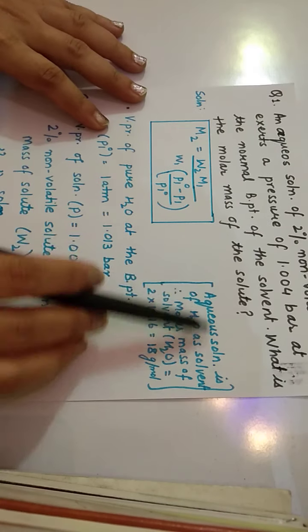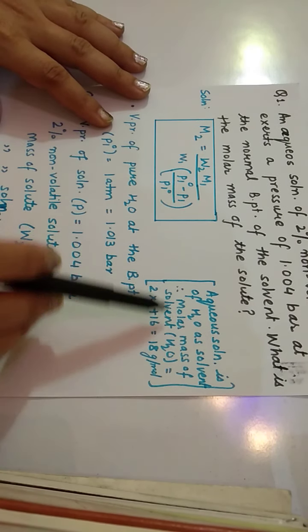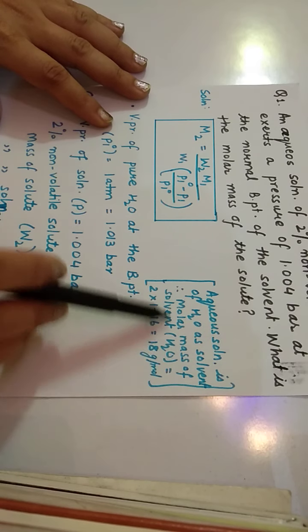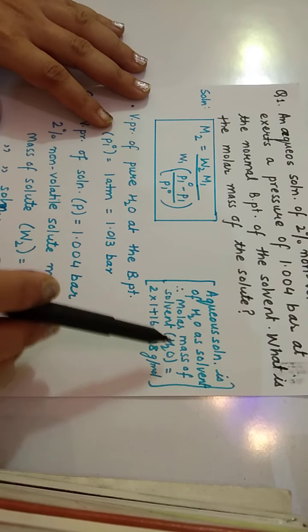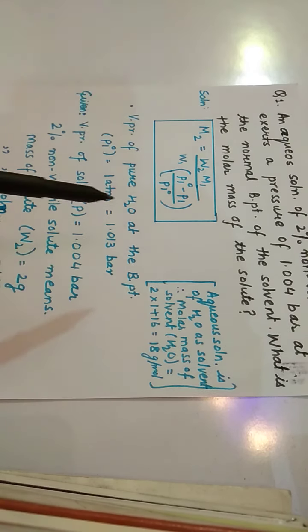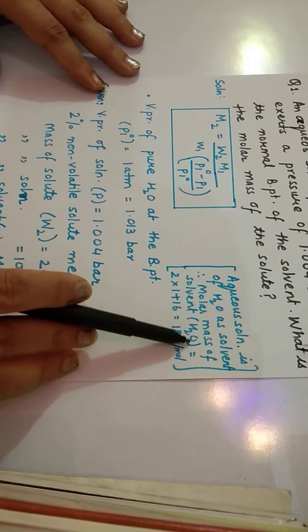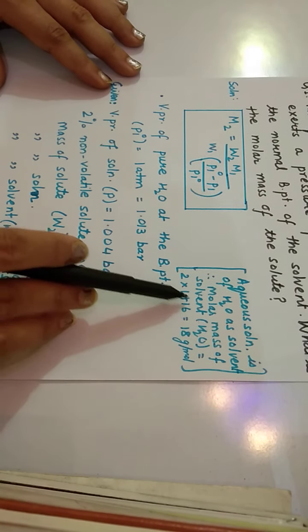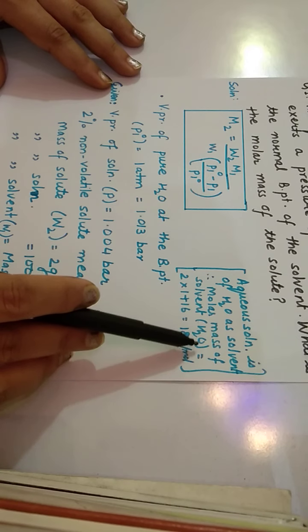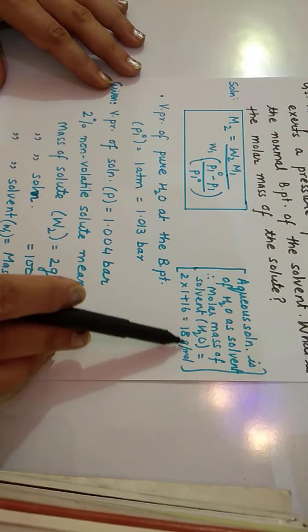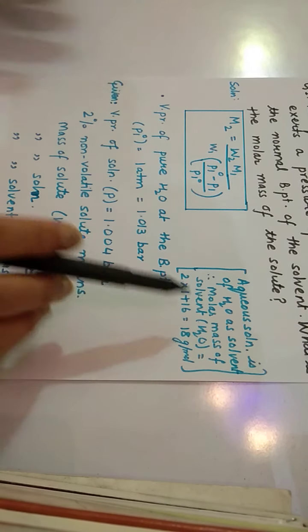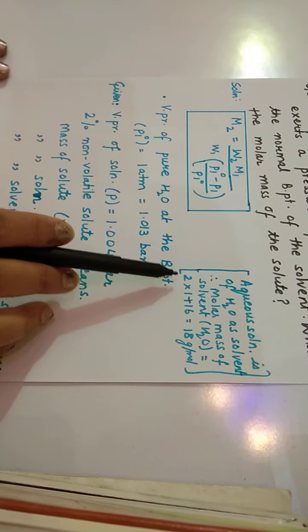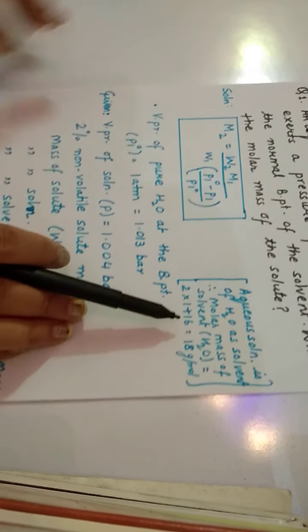Aqueous solution means that the solvent is water. So molar mass of solvent will be equal to H2O. Formula for water is 2 into 1 plus 16. It is coming out to be equal to 18 gram per mole. So molar mass of the solvent is 18 gram per mole.